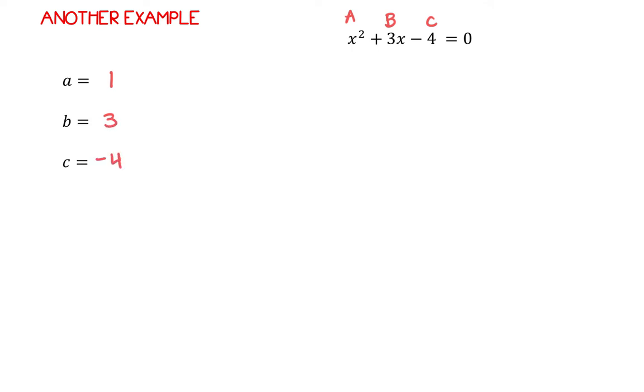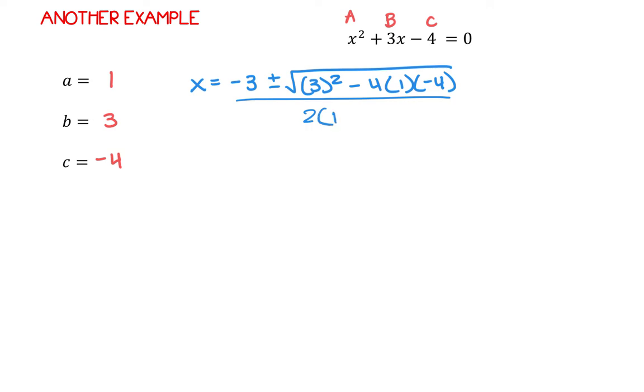So again, your formula is x equals negative b plus or minus square root b squared minus 4ac all over 2a. Okay, so we're going to use that formula again. So x equals negative b, so it'll be a negative 3 plus or minus the square root of 3 squared minus 4ac. My a is 1, my c is negative 4. All over 2a, so 2 times 1.